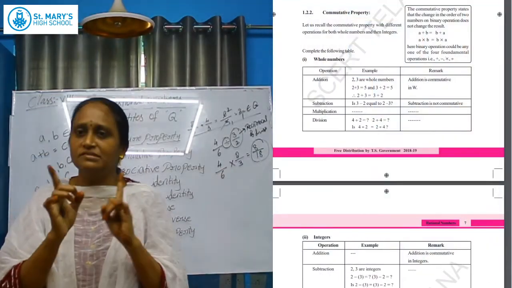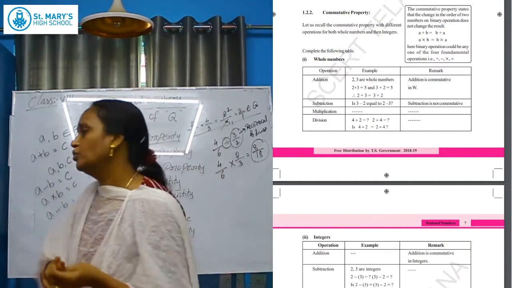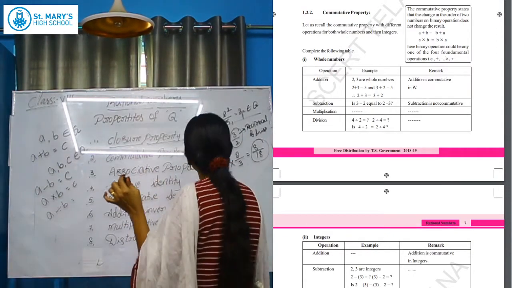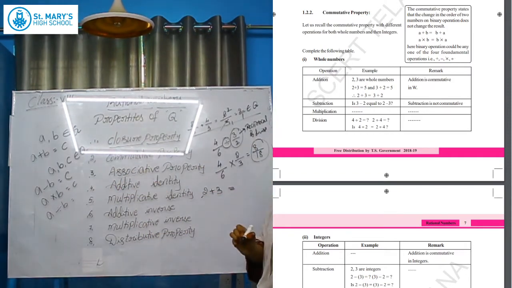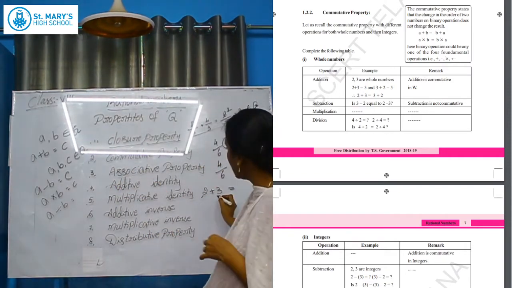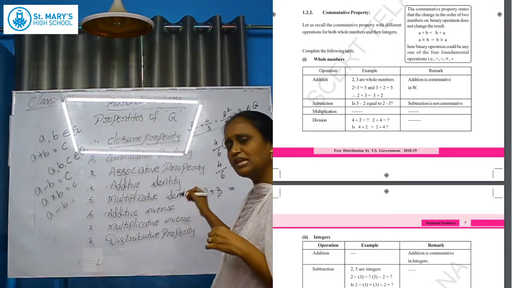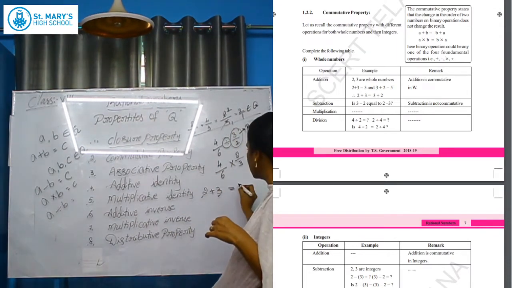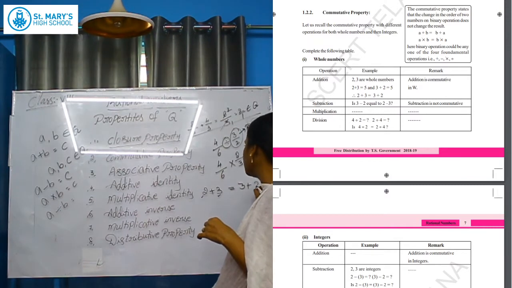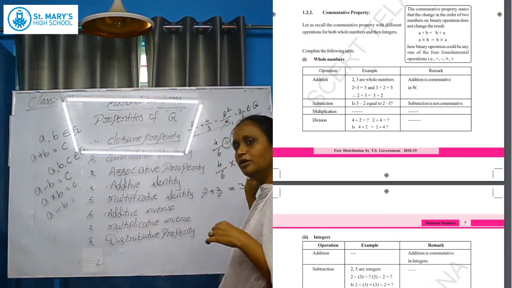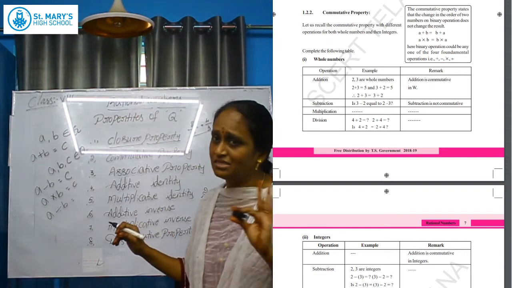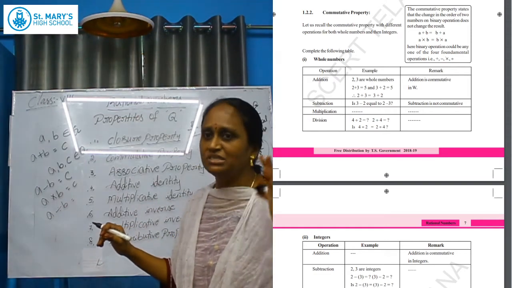So 2 plus 3. What is the first here? 2. And what is here? Second place 3. Just now I am changing the order. What is changing the order? Instead of first place I am taking the 3 and instead of second place I am taking the 2. So remember here I am not changing the numbers. Just I am changing the places.